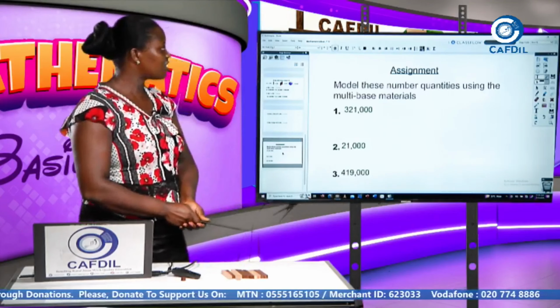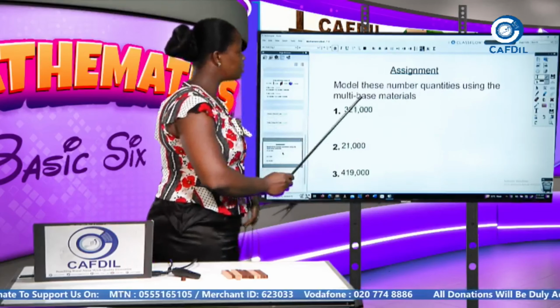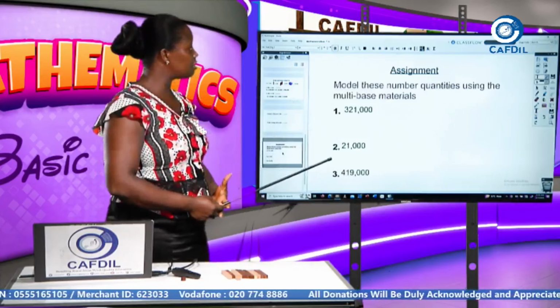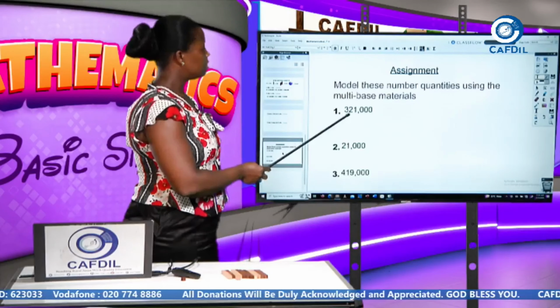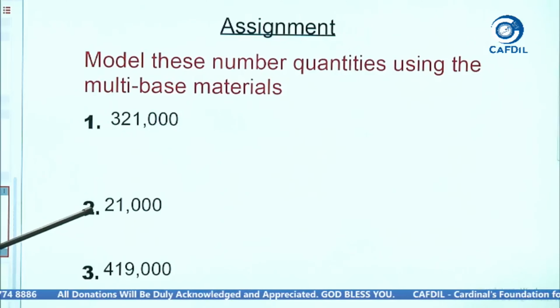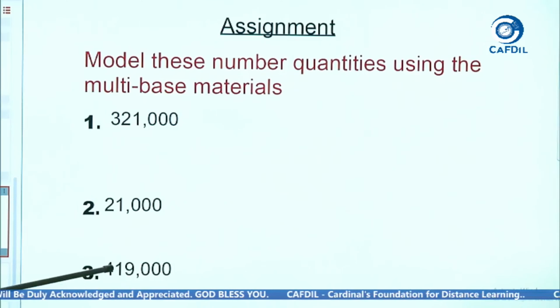And what is the instruction? Model these number quantities using the multi-base materials. The first is 321,000. You have number 2, 21,000, and number 3, 419,000. Just 3 questions. When you are free, you pick your books and then you do it for me.